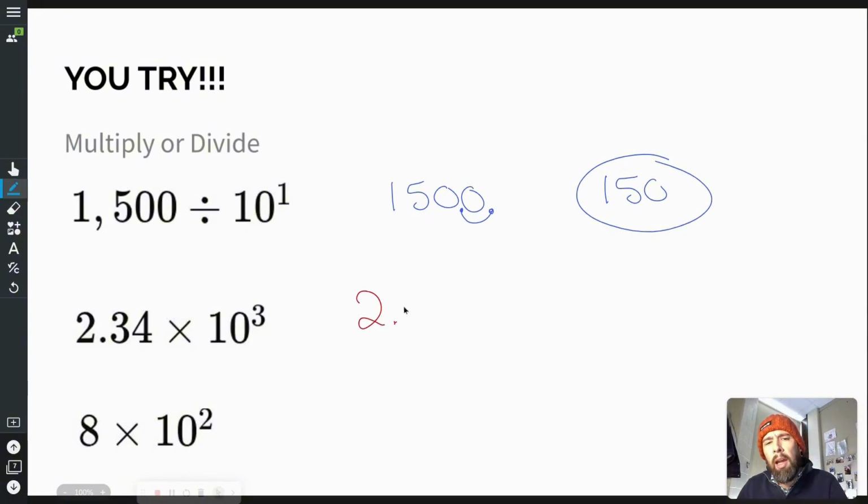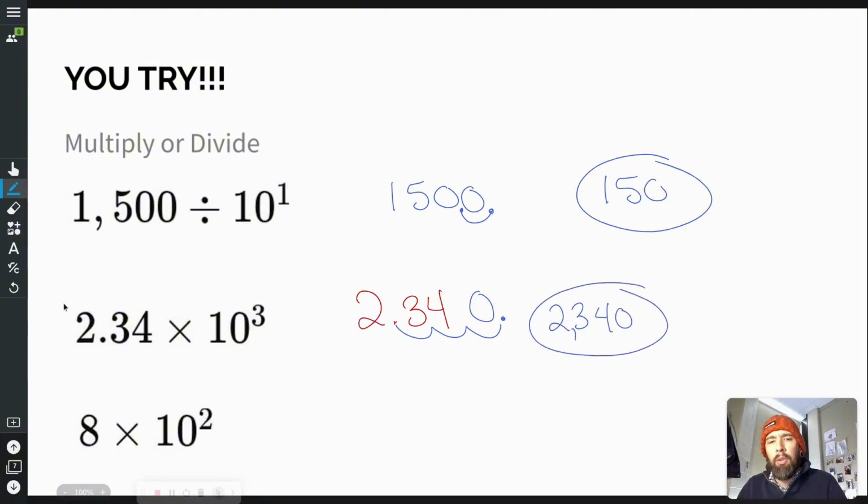Now we have 2 and 34 hundredths. That's times 10 to the third, so I'm making my number bigger. So we're going to go to the right 1, 2, 3, put the new decimal there, fill in a 0, 2340. I don't need the decimal at the end, so 2,340, dunzo.